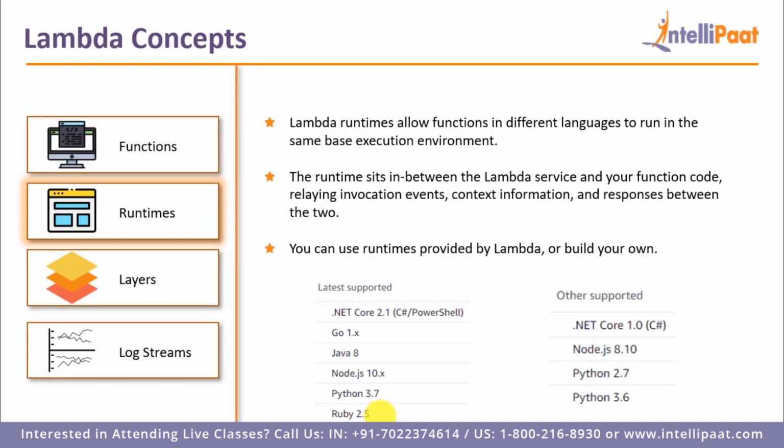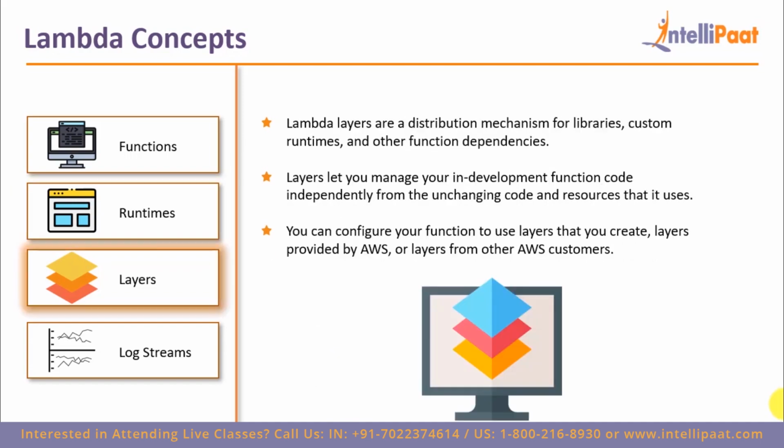You can also take a look at multiple various runtimes. These are the latest supported runtimes, and these were already announced. First it's .NET Core 2.0, C#, and then the Go programming language, and then Java, Node.js, Python 3.7, and Ruby 2.5. The other supported languages are Node.js, but an old version 8.10, and Python, old versions 2.7 and 3.6. Okay, now let us see what are layers.